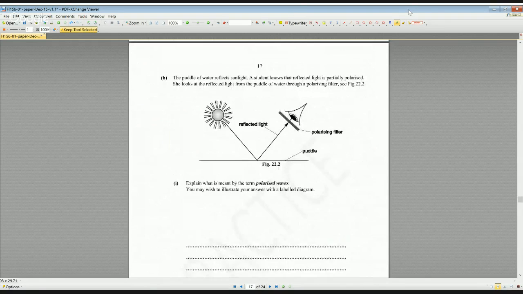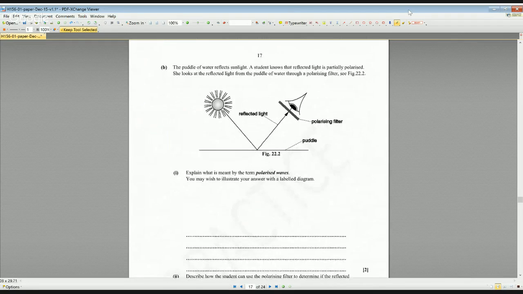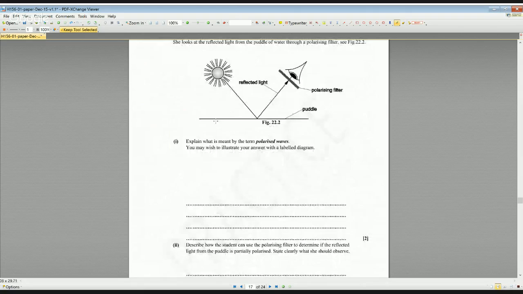Part B continues the theme of the water puddle, but this time it's more about light and polarization. So first of all, explain what is meant by the term polarized waves. You may wish to illustrate your answer with a labeled diagram. I'm not going to use a diagram, but feel free to do so.